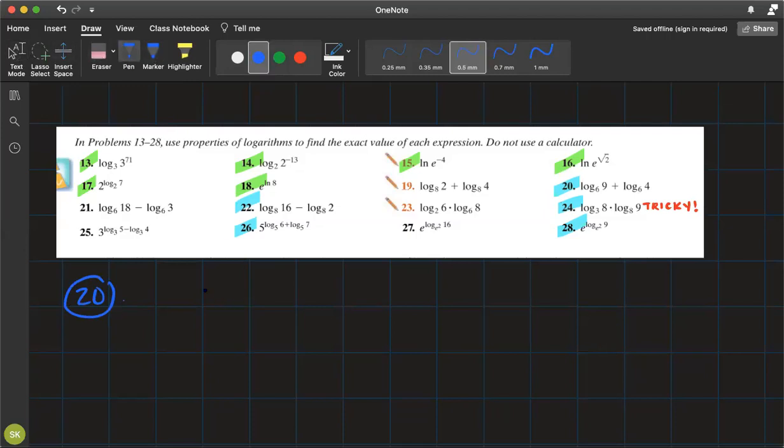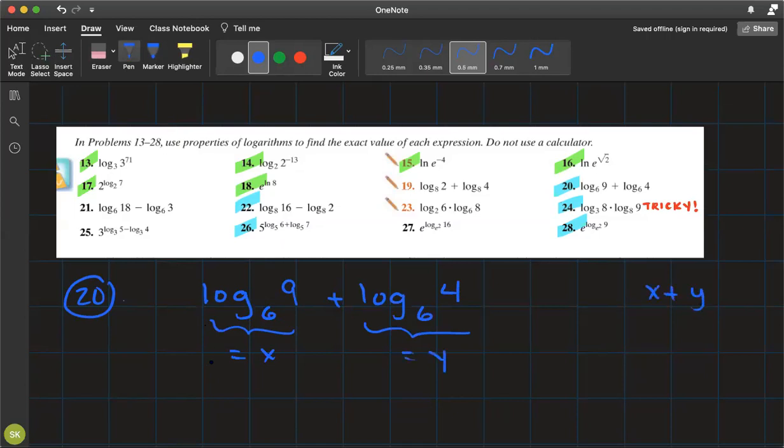So 20 says we have log base 6 of 9 plus log base 6 of 4. Okay, I want to figure out the number that goes with this expression here. So remember that logs are exponents. So what I have is, if I let this equal x and I let this equal y, I should be able to find x plus y.